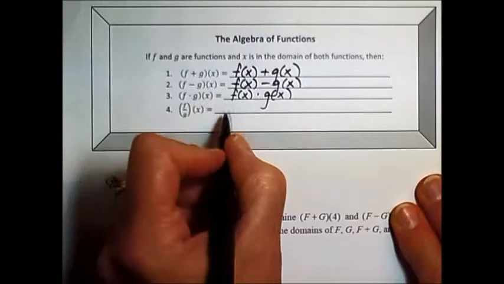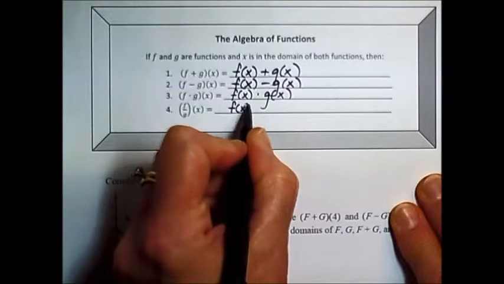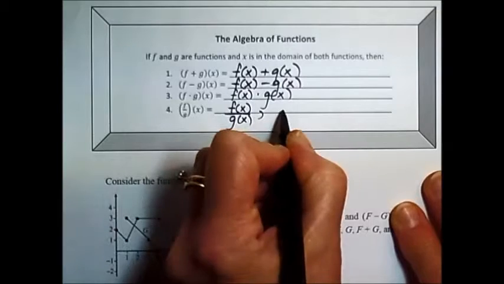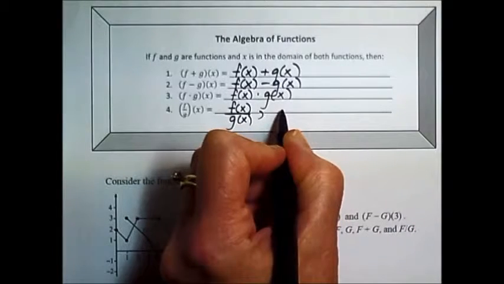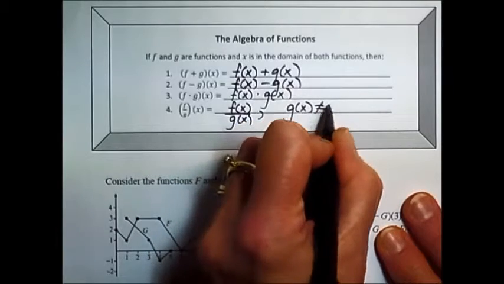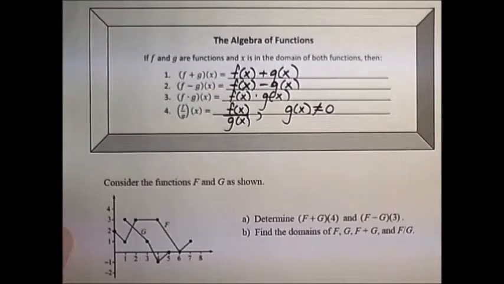This new function came from taking f of x divided by g of x with the stipulation that g of x is not equal to 0. We can't have 0 in the denominator, and that's something we need to constantly be aware of, restricting domains if necessary. So let's take a look at how this works.